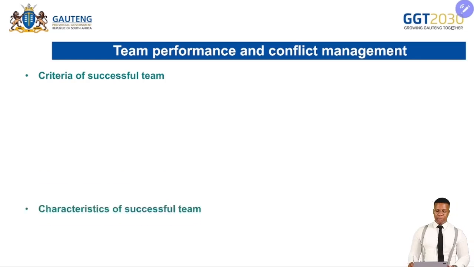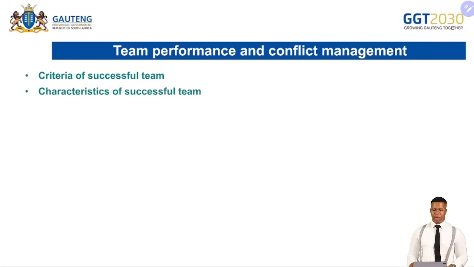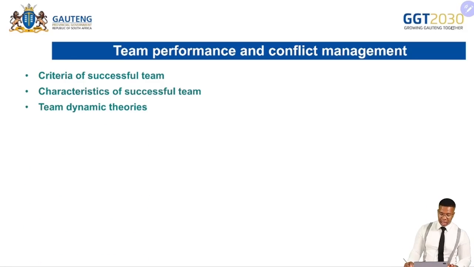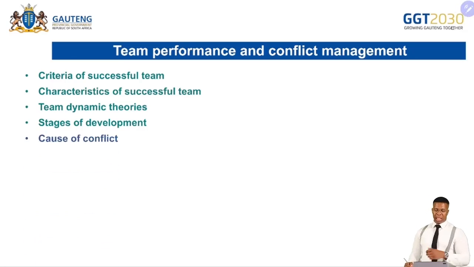This is the last part. What is key is to know the criteria of a successful team. You have 4 characteristics of a successful team. You should know the sentences. Just know 5 is enough. And then team dynamic theories together with stages of team development. That is your forming, storming, norming, performing, and adjourning.